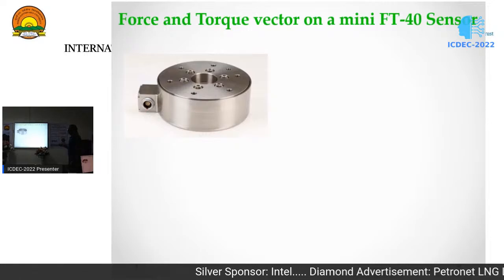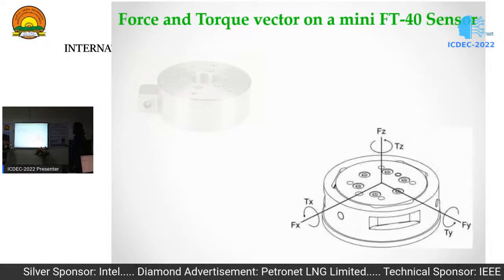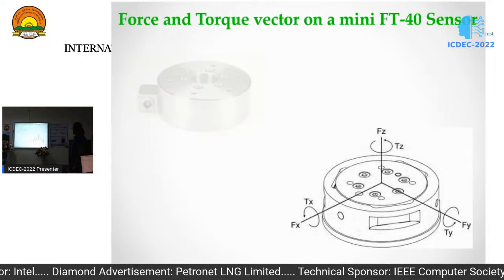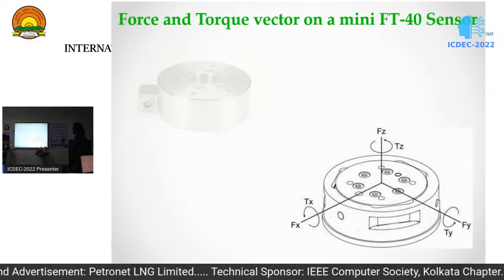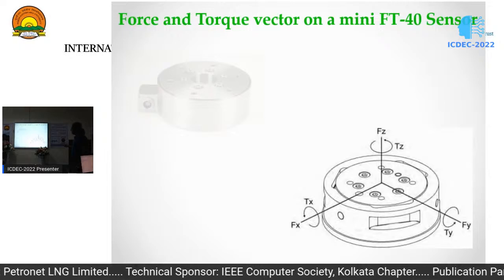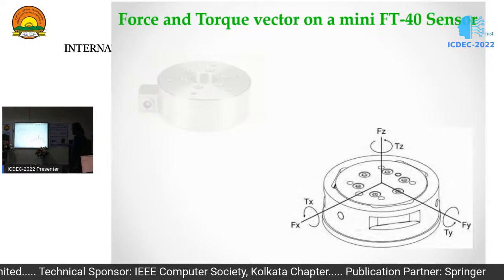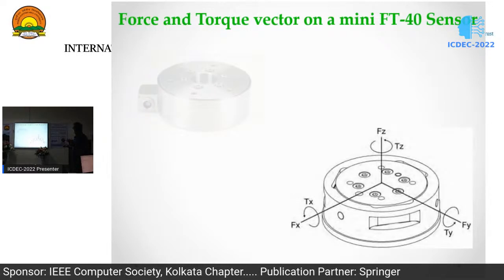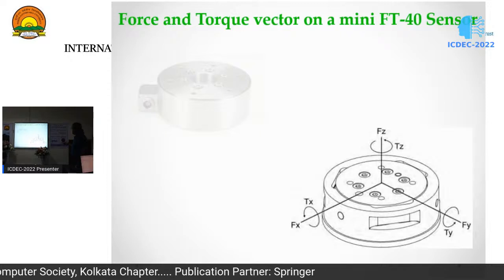This is the sensor I have used. This is the interface. It's a 6-axis sensor. I can show it over here. This is the x-axis. Fx is the force on the x-axis. Tx is the torque correspondingly. This is Fy and Ty, the force and torque on the y-axis. And Fz, Tz, the force and torque on the z-axis. Right?